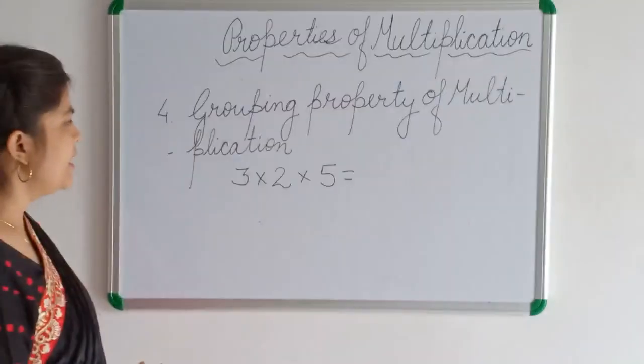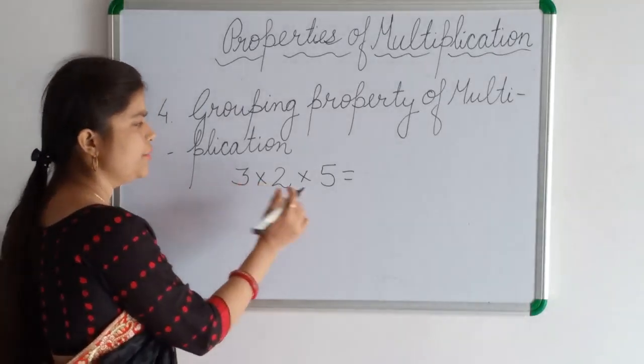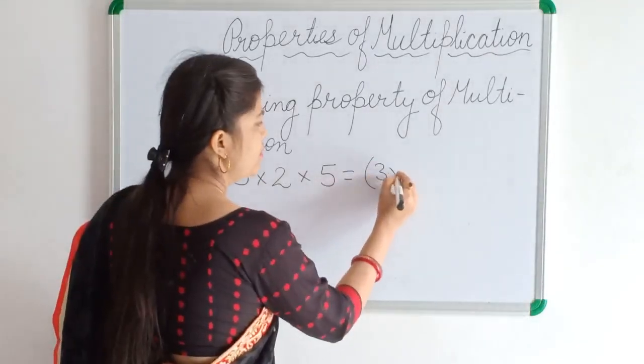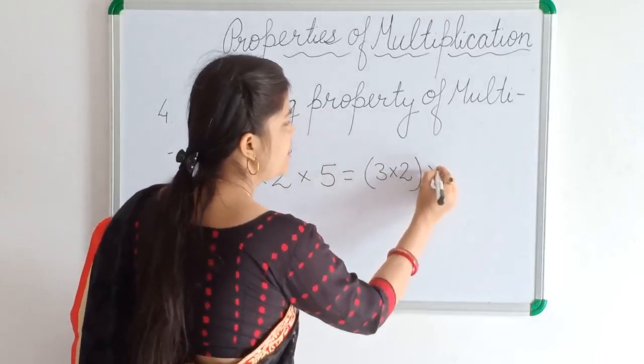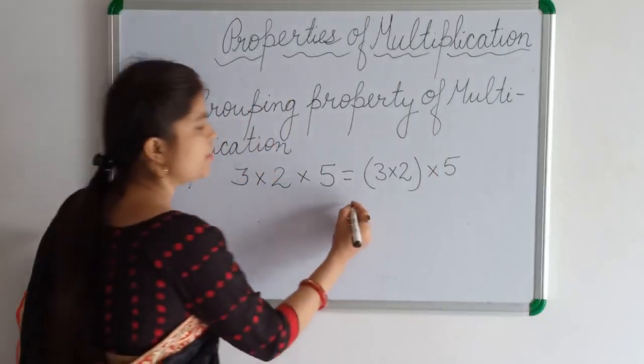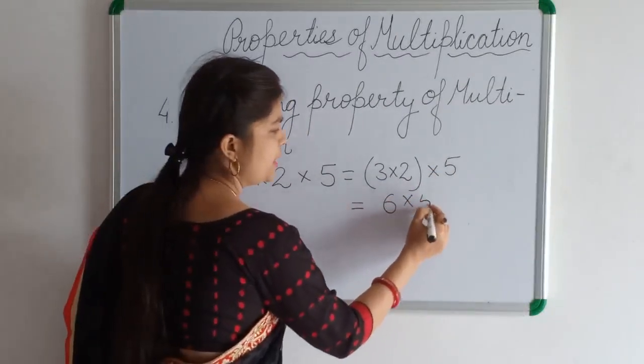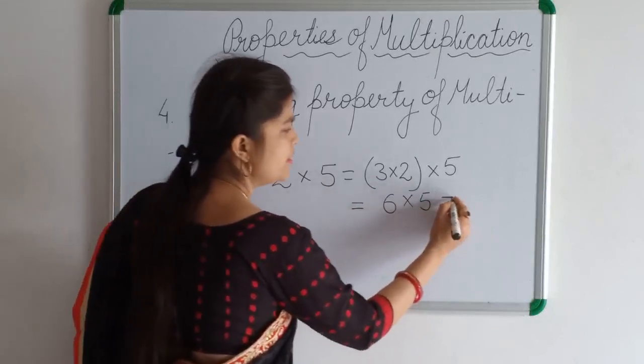In this, first I make a group of 3 and 2. Means first I multiply 3 and 2, and then I multiply by 5. You can see here 3 into 2 is equal to 6. And then we will multiply by 5. So 6 fives are 30.